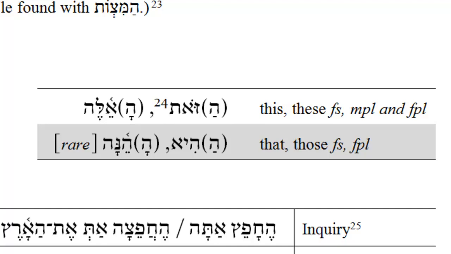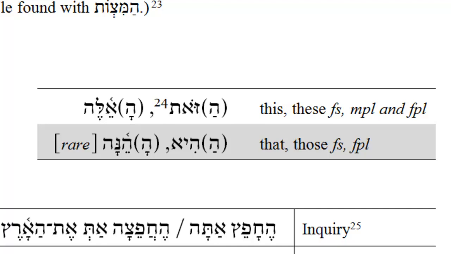You'll notice that the word he, meaning that, is the same as the third feminine singular personal pronoun, translated she. And concerning the word hena, meaning those for feminine objects, it's a rather rare word. You will not encounter it very often in the Hebrew Bible.